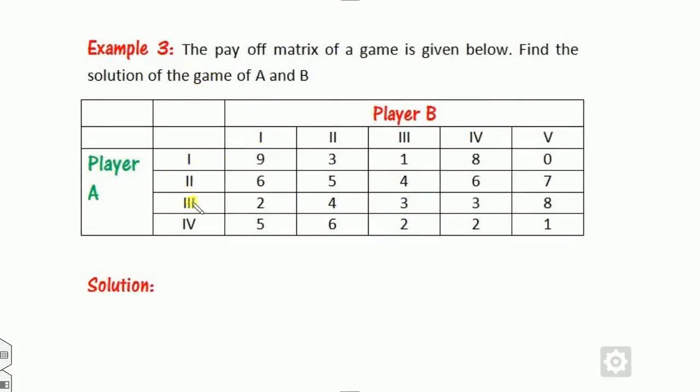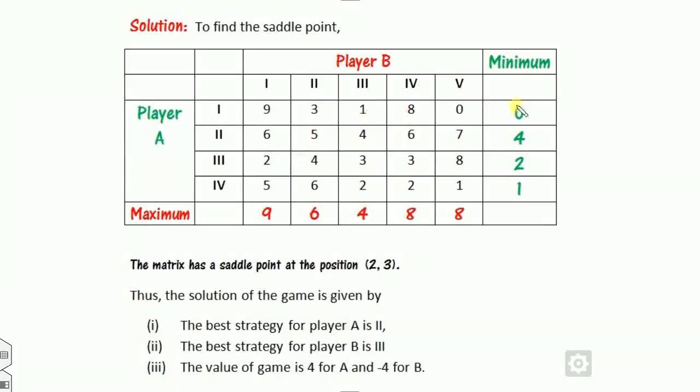Look at one more example. Player A opted for 4 strategies, player B opted for 5 strategies. So look at that. The minimum is 0 and so on. What is the maximum value here? And the maximum and the minimum among them is again here. Again the values are the same, so the saddle point exists, at the second row and the third column. So the best strategy for player A is 2 while for player B it is 3, and this 4 and this 4 is the value of the game. So that is 4 and minus 4.